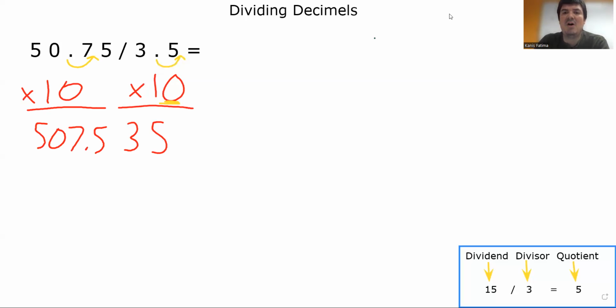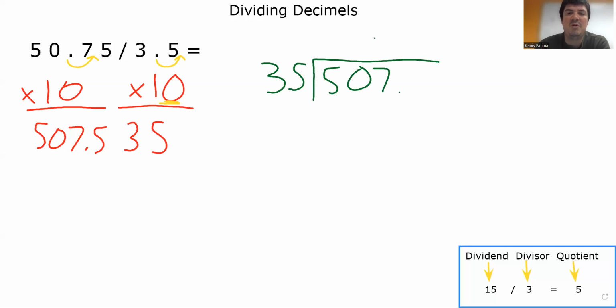Now we just need to solve using division. And the important part, again, is to make sure your decimal is lined up in the right spot. So our new equation is 35 divided into 507.5. Now I just divide. So 35 goes into 50 one time. 1 times 35 is 35. 50 minus 35 is 15. Bring down the 7.